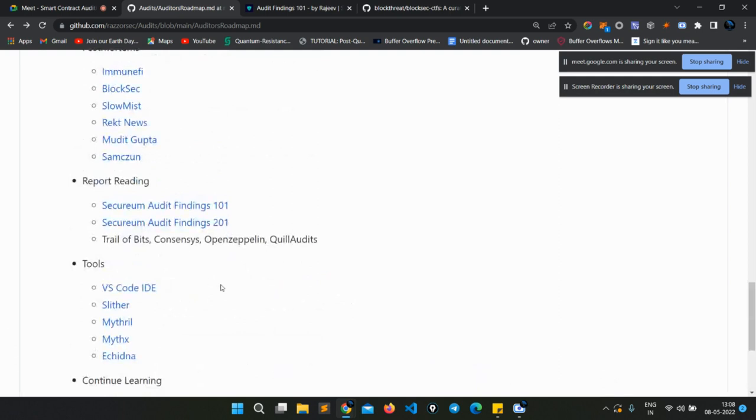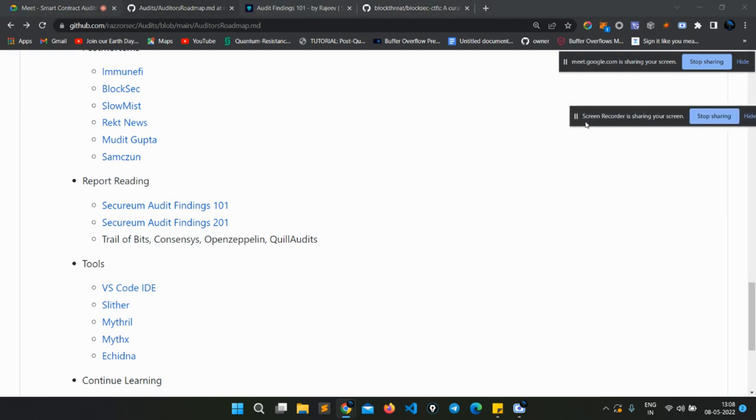So after this, we are mostly done. Now let's talk about some of the tools, some of the automated tools that are covered in auditing. There are a bunch of tools that different organizations use.